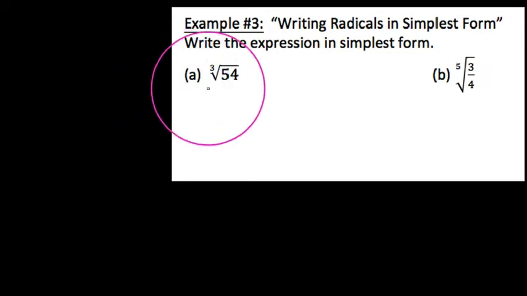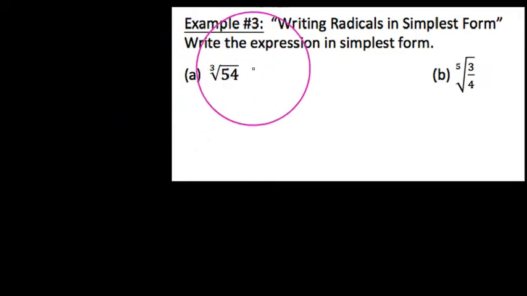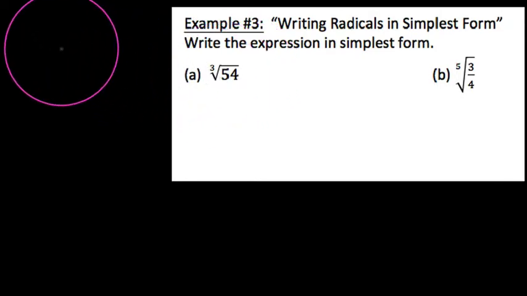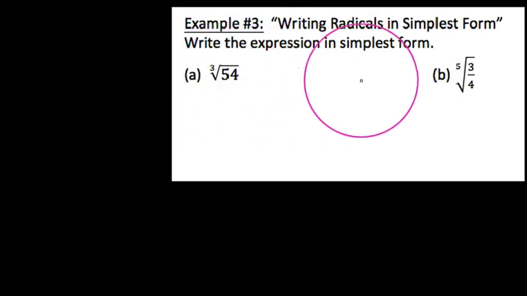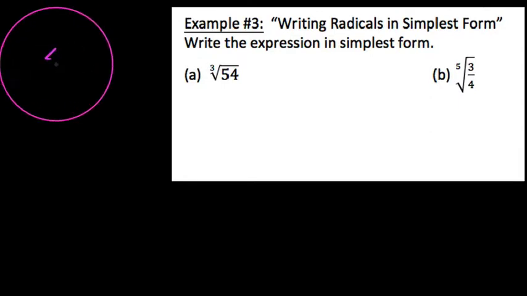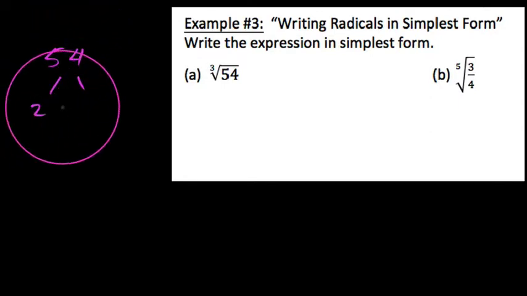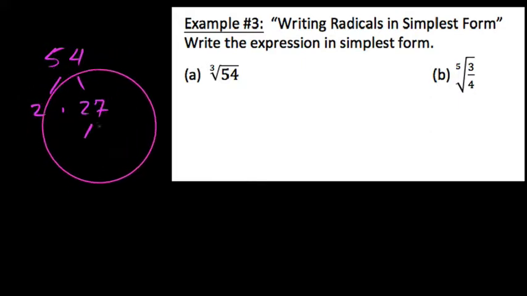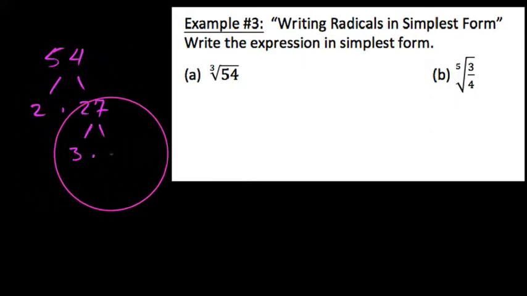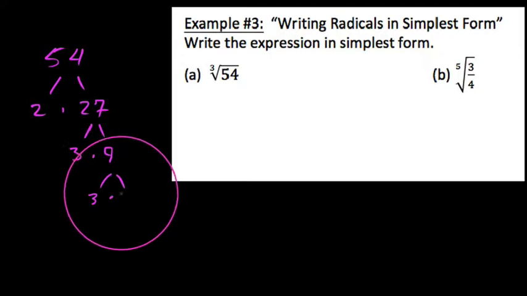When it comes to simplifying radical expressions, and you have just, say, the cube root of 54, the first thing that I'm going to suggest, when you don't have a fraction, like on letter B here, is to take this 54 and try to factor it. I notice it's even, so 2 times 27. And 27 is 3 times 9, and then 9 is 3 times 3.